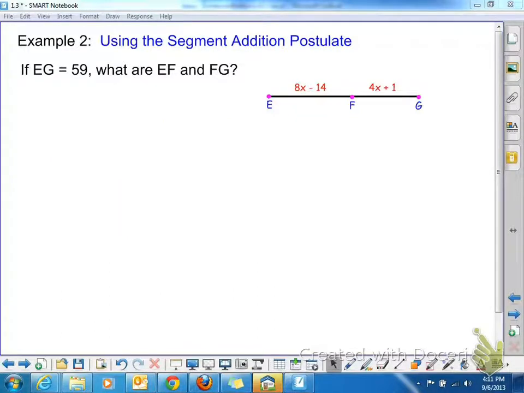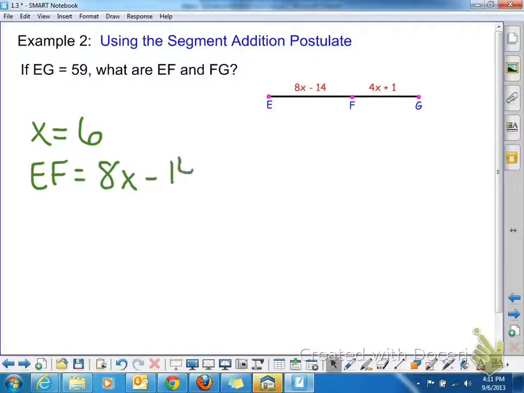Now that we've solved that x is equal to 6, we can substitute it in to find the length of EF and FG. EF is equal to 8x minus 14. So we want to substitute in the value for x. 8 times 6 minus 14. So we know that EF is going to equal 34.